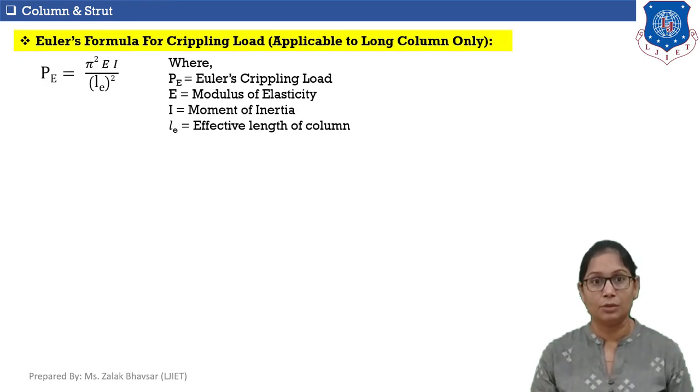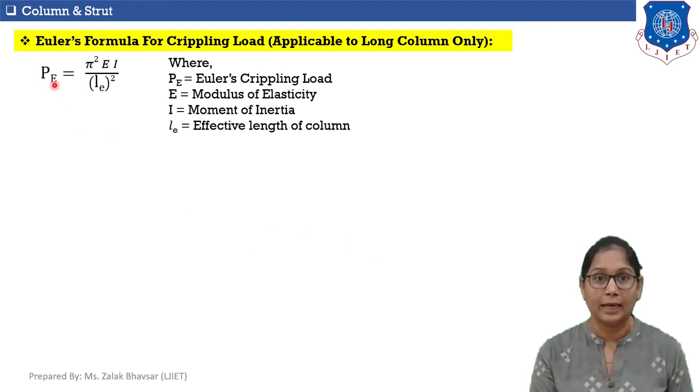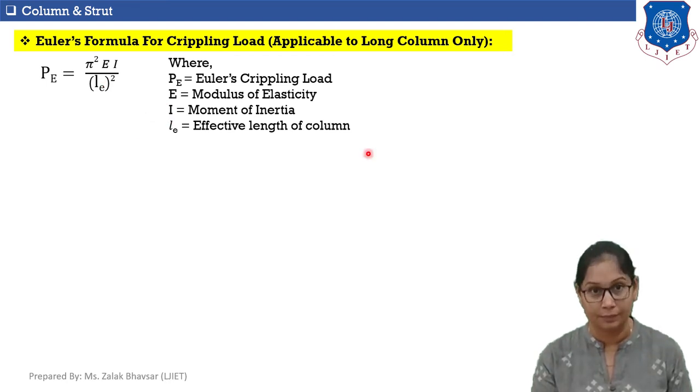So, here is Euler's formula which is used for calculating crippling load. Euler's formula is applicable to long columns only. Euler's formula: PE is equal to pi square EI upon LE square, where PE is Euler's crippling load, E is the modulus of elasticity, I is the moment of inertia and LE is the effective length of the column.